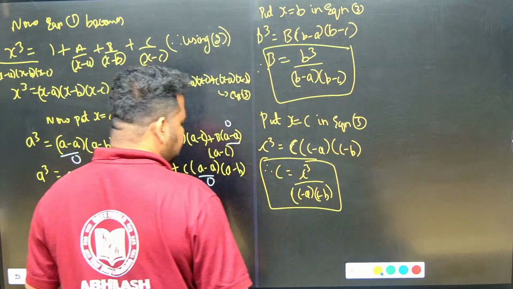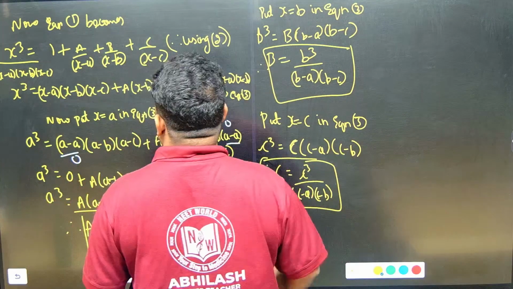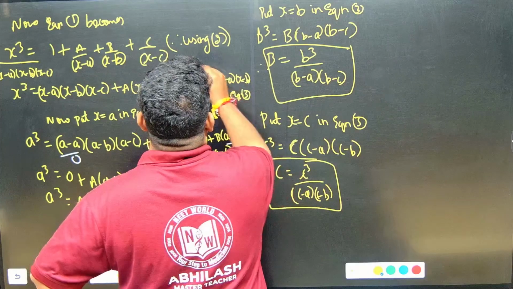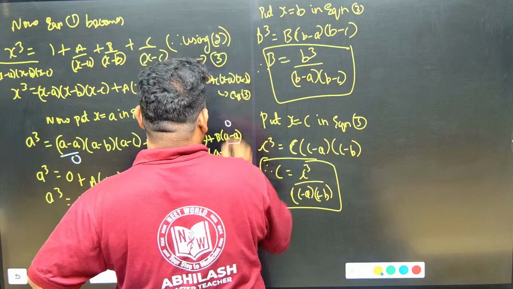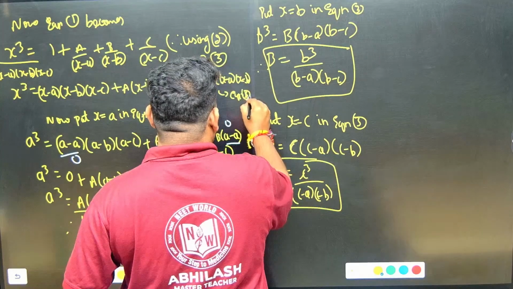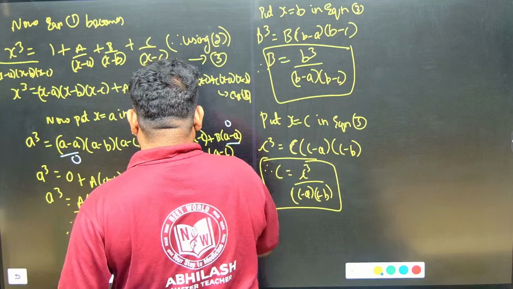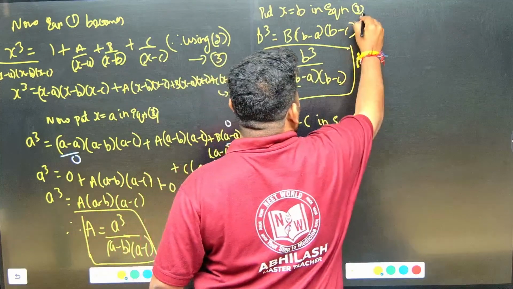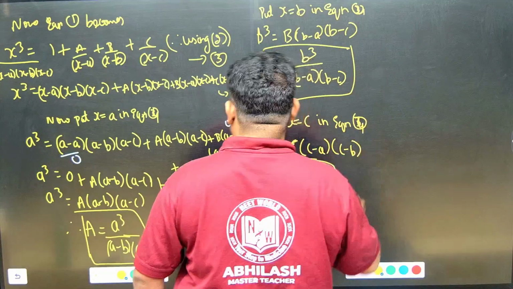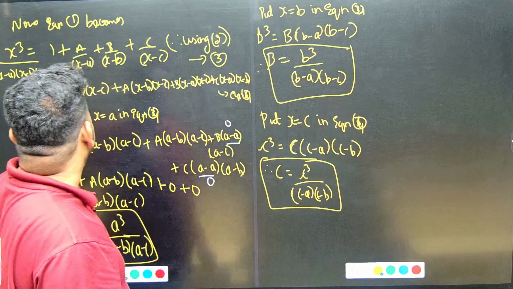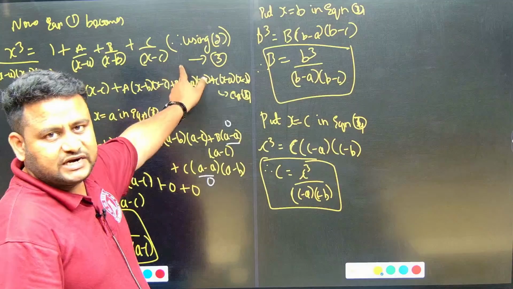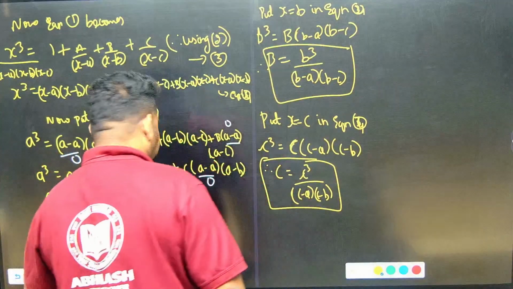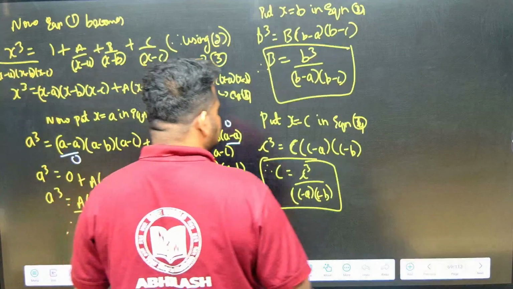Therefore equation 2 becomes, this will become what? Let us write this as equation 3. Let us write this as equation 4. Let this be equation 4. Now equation 4 becomes what? Now equation 3 becomes, we want equation 3. Now let us go to that.